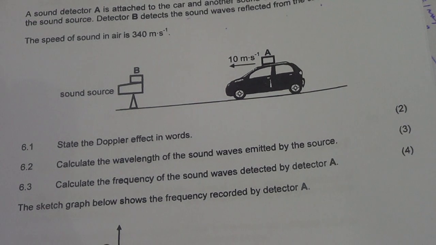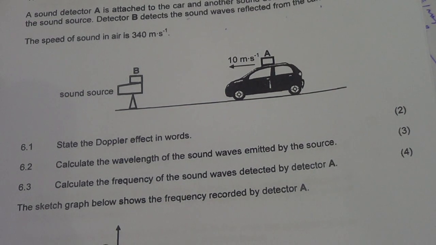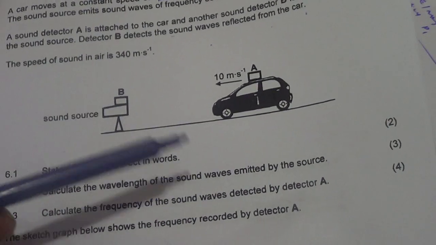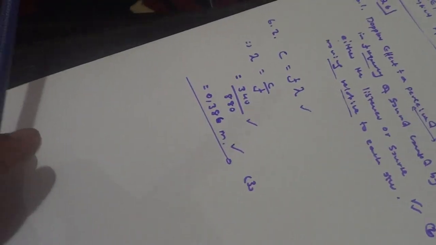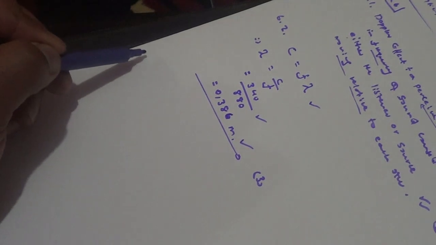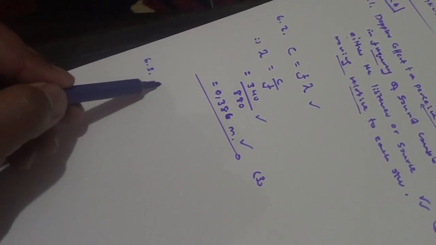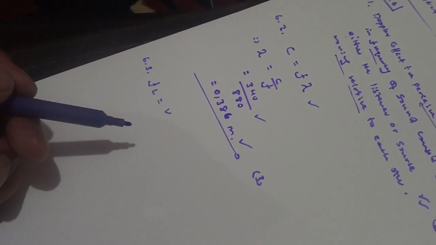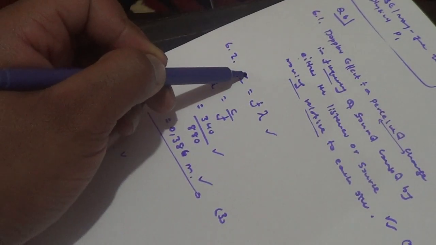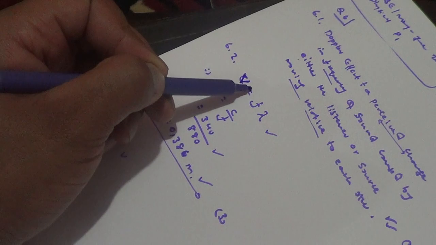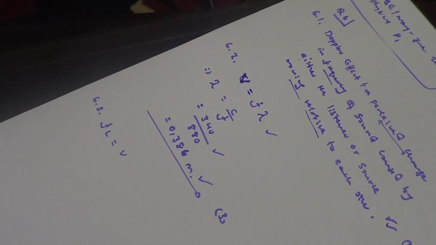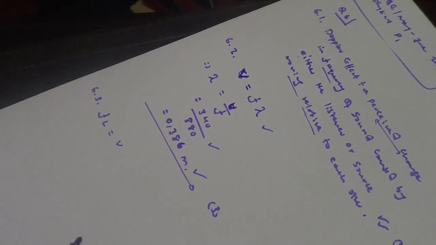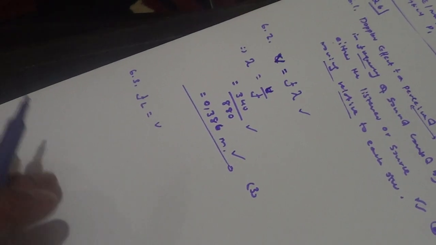All right, the next one says calculate the frequency of the sound waves detected by detector A. So that is the frequency of the listener, okay? Easy again. We're just going to say the frequency of the listener equals the velocity of, okay, maybe let's use V here. I think C is the speed of light, so let's not use C there. It's a bit dangerous. For waves of sound, we're talking about V, okay?